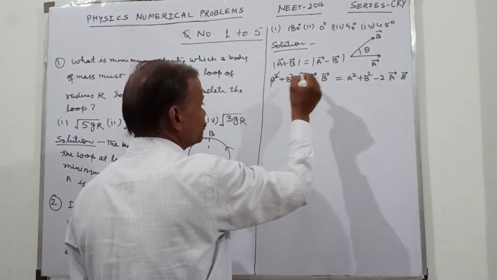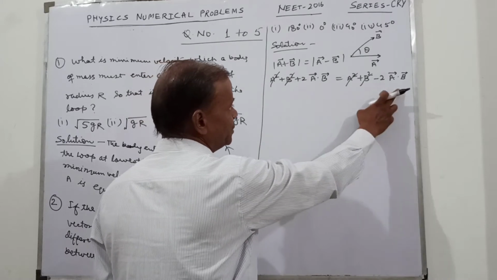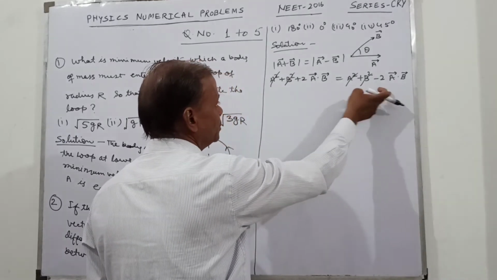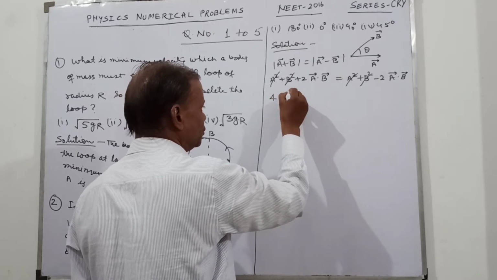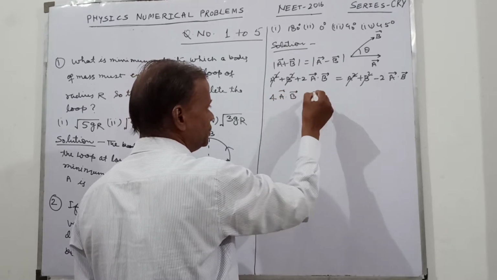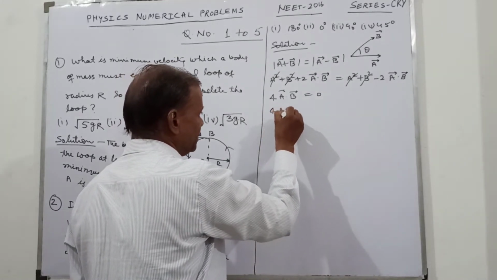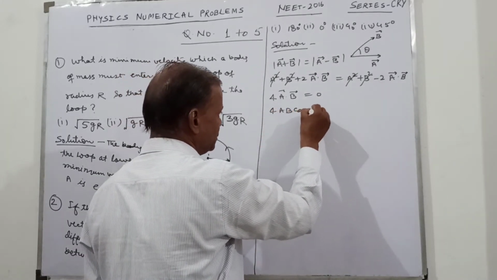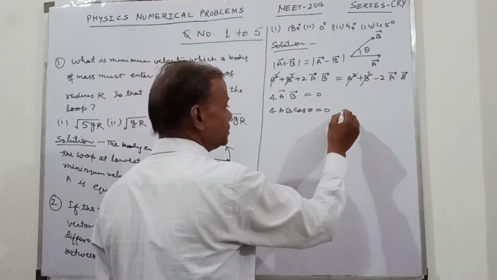Now A squared and A squared cancel, B squared and B squared cancel. Plus 2 A dot B and minus 2 A dot B transfer, so now 4 A dot B is equal to 0. So this is now 4AB cos theta, which is equal to 0, since A dot B equals AB cos theta.